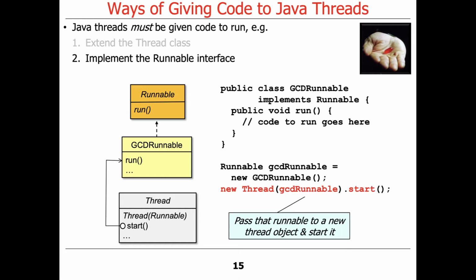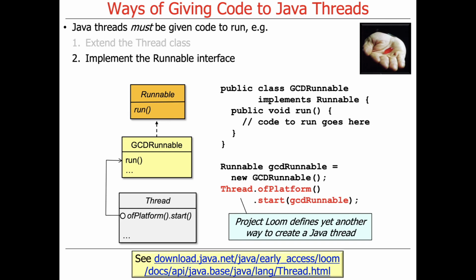There's another way of doing this, by the way. I'm getting a little bit ahead of ourselves because this isn't quite ready for prime time yet. But if you're running in modern Java, so modern, maybe I should call it future Java to differentiate from what we have right now, this is how you create a Java thread with Project Loom. You say thread.ofPlatform.start GCD Runnable. So that's the way you do that.